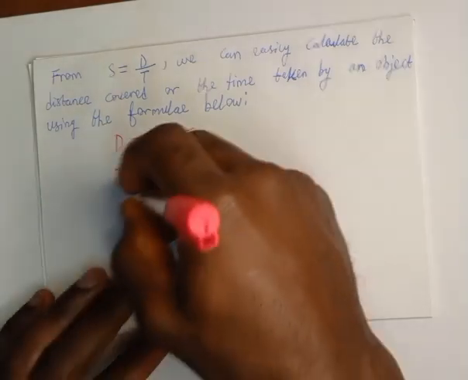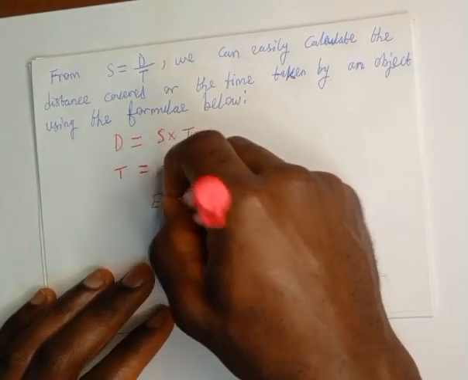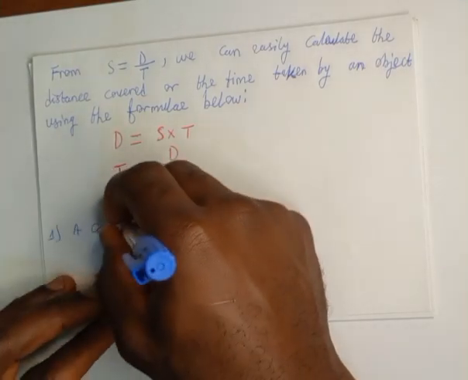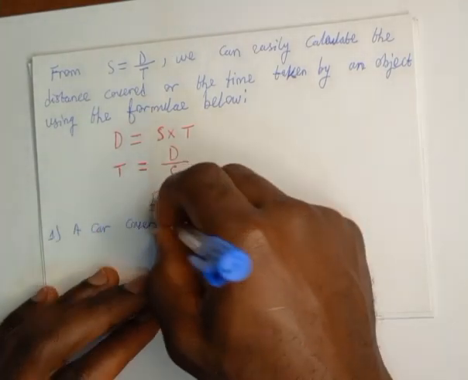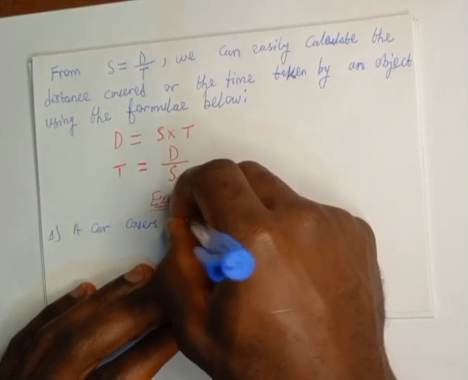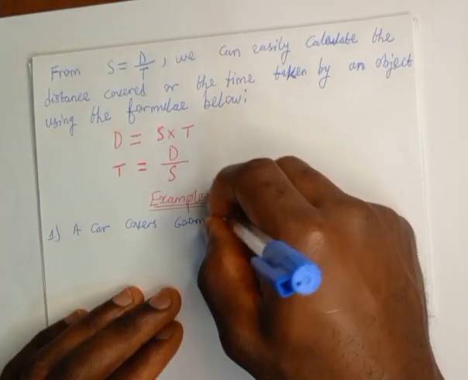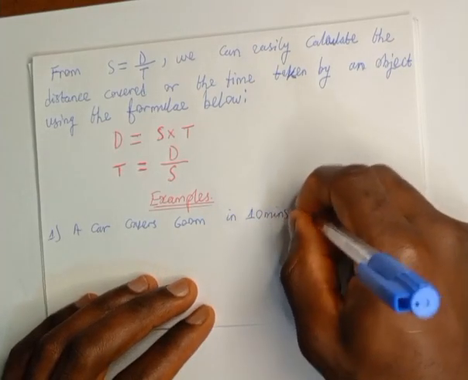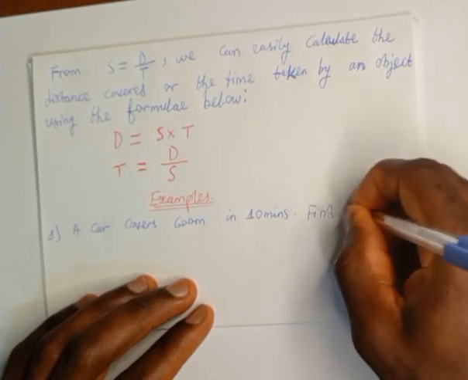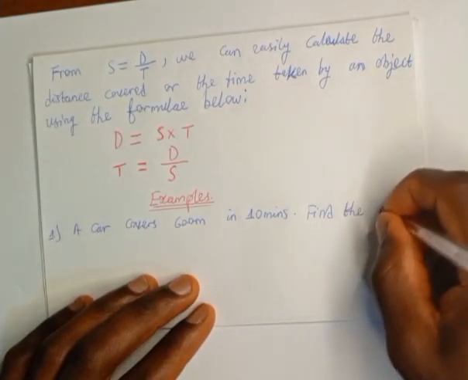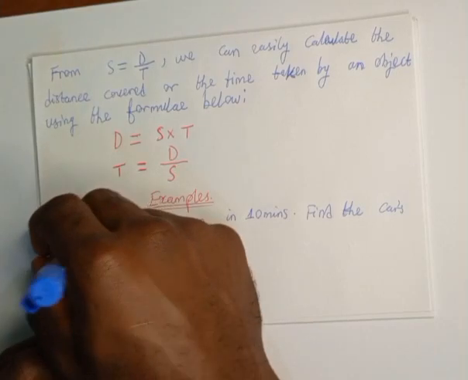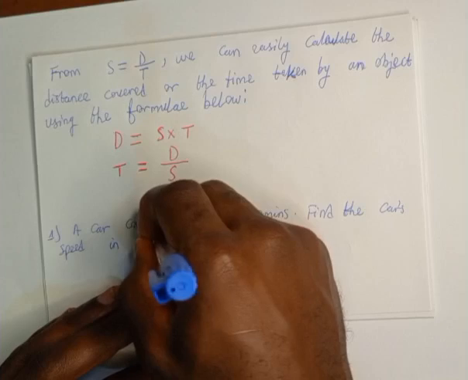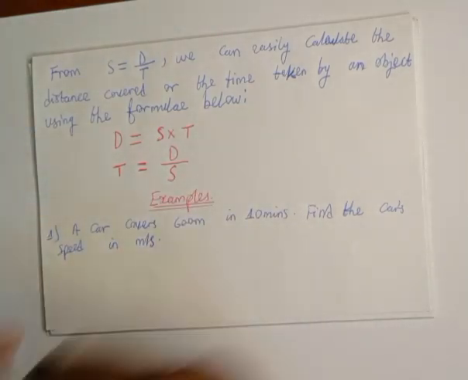Now let's take some examples. The first one: a car covers 600 meters in 10 minutes. Find the car's speed in meters per second. Solution.